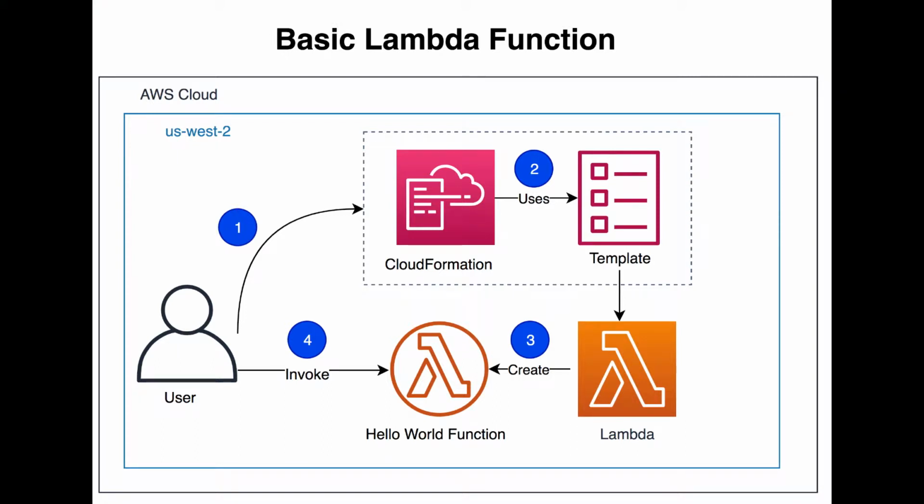In this video, we're going to take a look at how to create a basic Lambda function using CloudFormation and Lambda. So this diagram depicts what we're going to do. First of all, we're going to write our template, which will contain details of how our Lambda function will be defined. Once we're done with the template, we will call CloudFormation. CloudFormation will use our template to then call Lambda, and then Lambda will create our hello world function. After this function is created, we will then invoke it, and we should be able to see the basic hello world text on the screen.